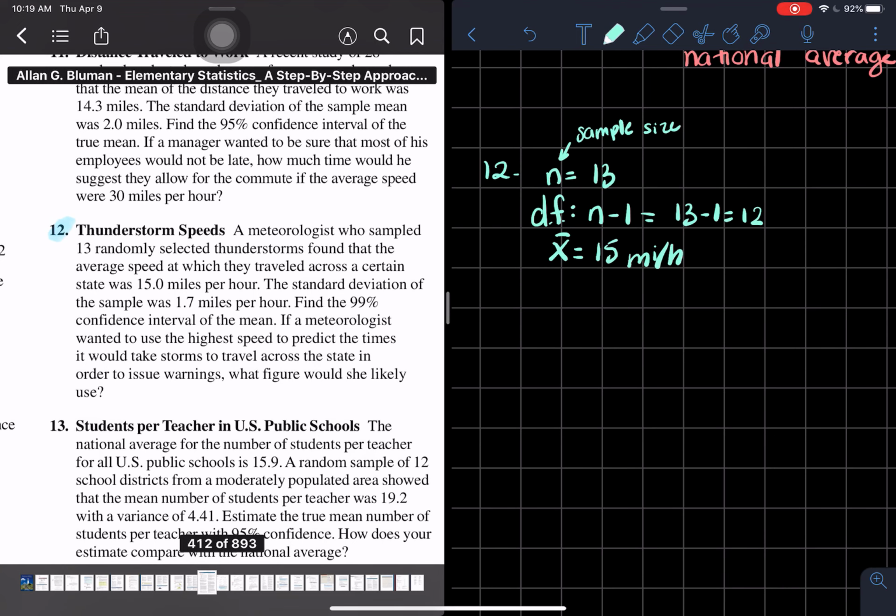And it says the standard deviation of the sample. This is probably the most important word. When they say the standard deviation of the sample, I don't have my sigma, because my sigma is for the population. I have my S. And my S here is 1.7 miles per hour. Okay, so it says find the confidence interval for 99% confidence interval. My confidence interval, CI, is going to be 99%.